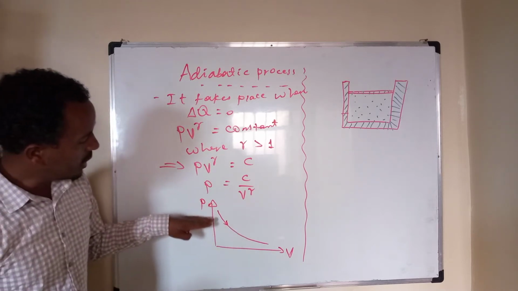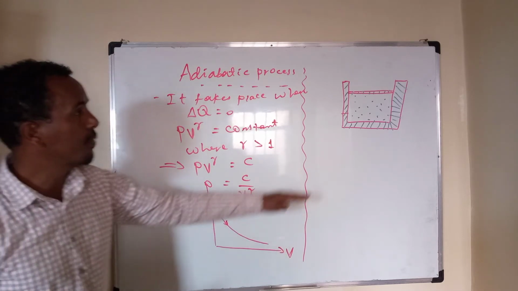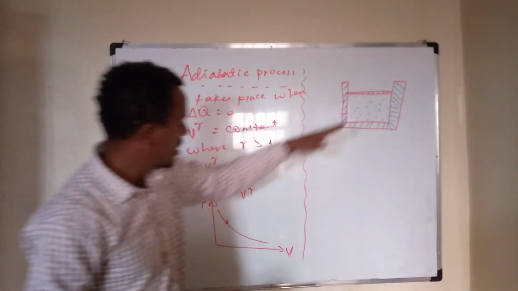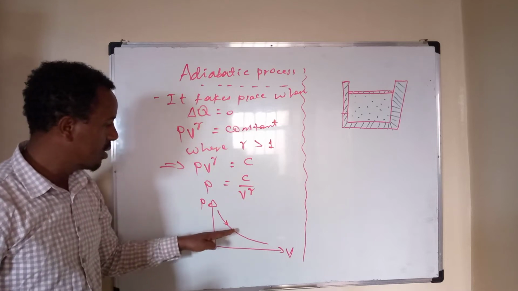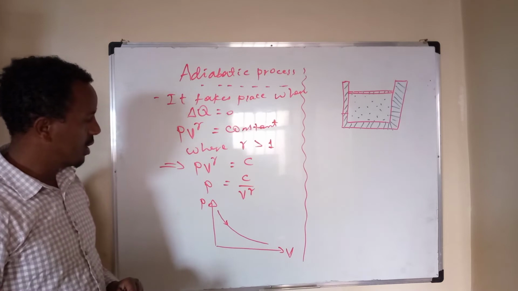Now, when pressure decreases, volume becomes increased. The volume of the gas increases. When volume becomes decreased, pressure becomes increased. Inversely proportional.